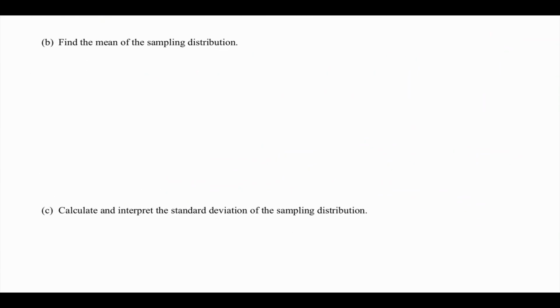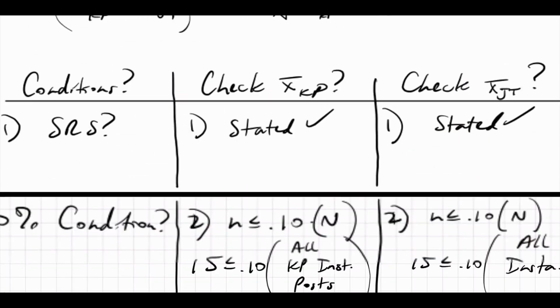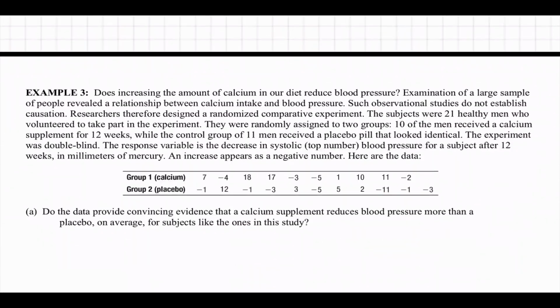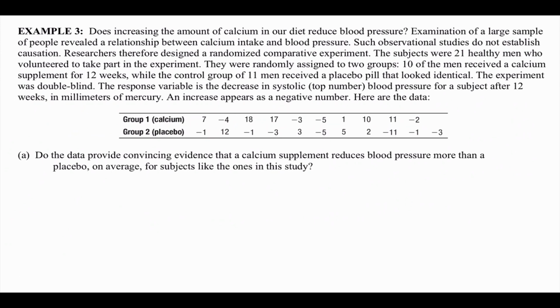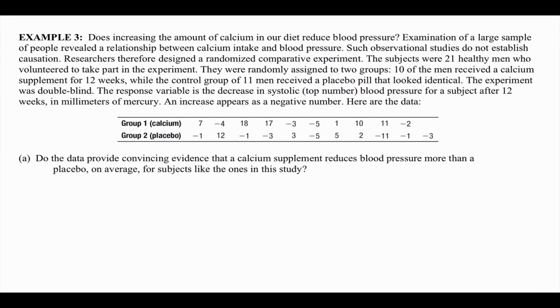Okay, let's try to get through this and then we'll be done for today. So last question, example number 3. Okay, so what I want you to do is underline, highlight, circle anything that's important. So read it. It's a medical experiment, results of a medical experiment. Okay.